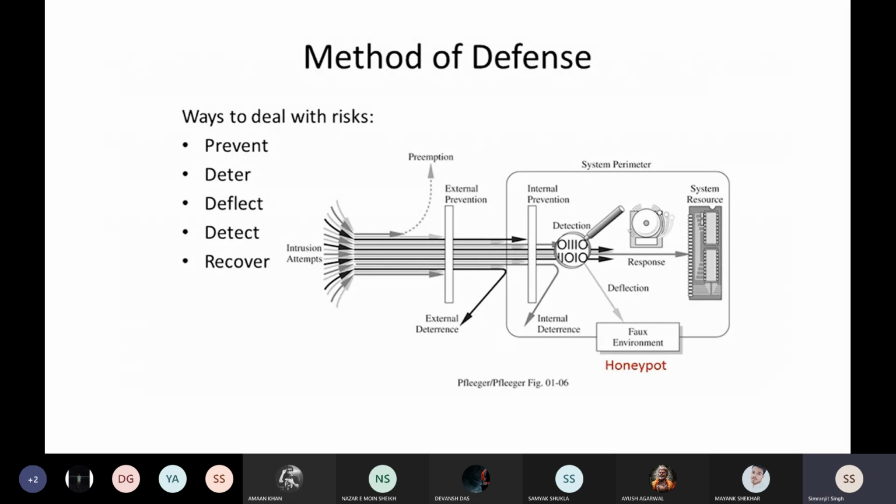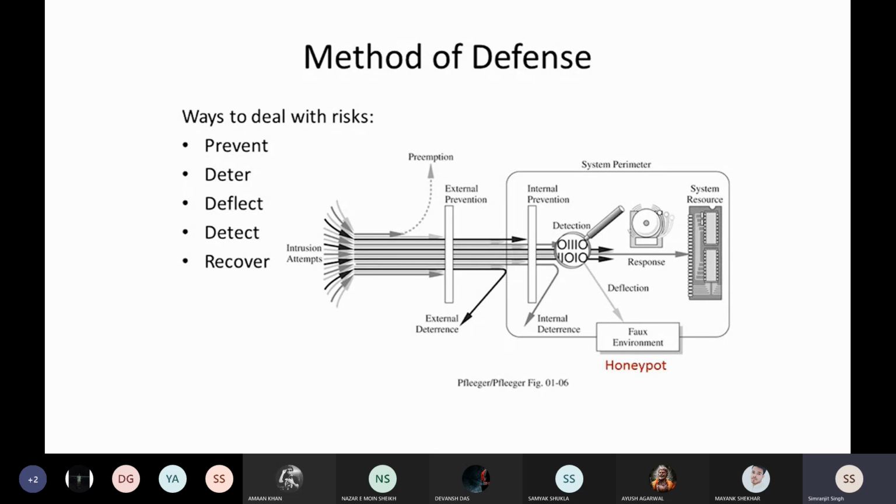These are some values related to it, and there are some methods of defense. You can easily use these methods in order to avoid any kind of risk that can arise. There are ways to deal with risk. First is prevent, then deter, then deflect, detect, and then recover.